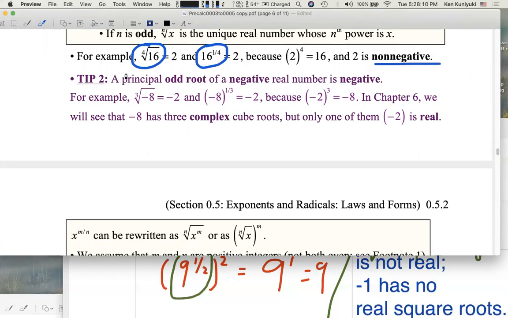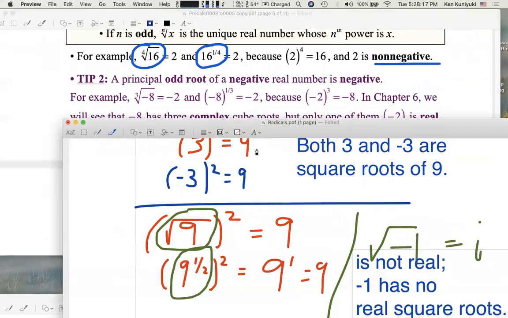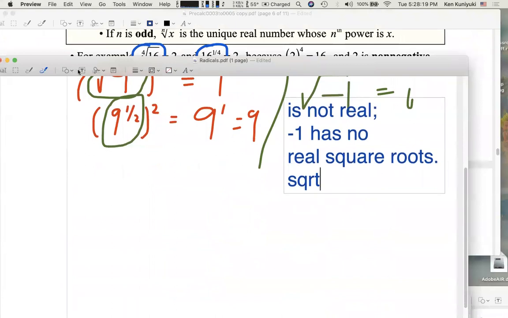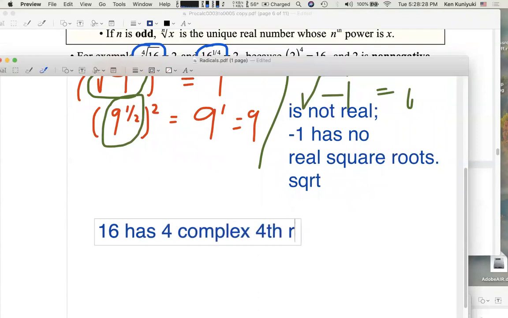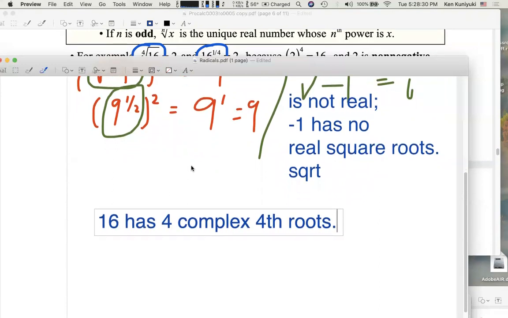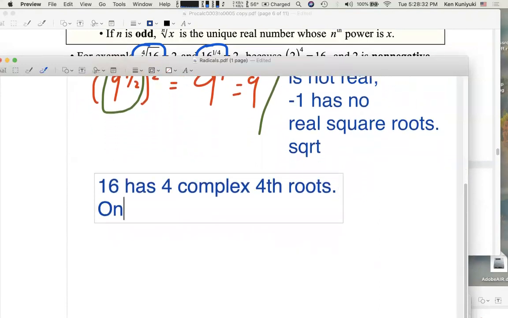See, later on in chapter 6, we're going to see that 16 has 4 complex 4th roots. I'm going to write that out. 16 has 4 complex 4th roots. Okay. But only 2 of them are real. The positive 2 and the negative 2. 16 has only 2 real 4th roots, 2 and -2.